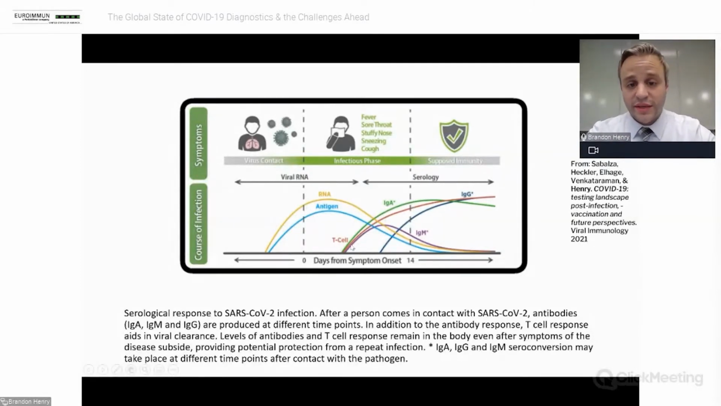T cells also begin rather early at that same time point, about 3 to 5 days. Around 10 days on average, I think you can start to see 7 to 10 days, the IgG response, and the IgG response has been known to persist for several months now. And we'll talk a little bit about that later.